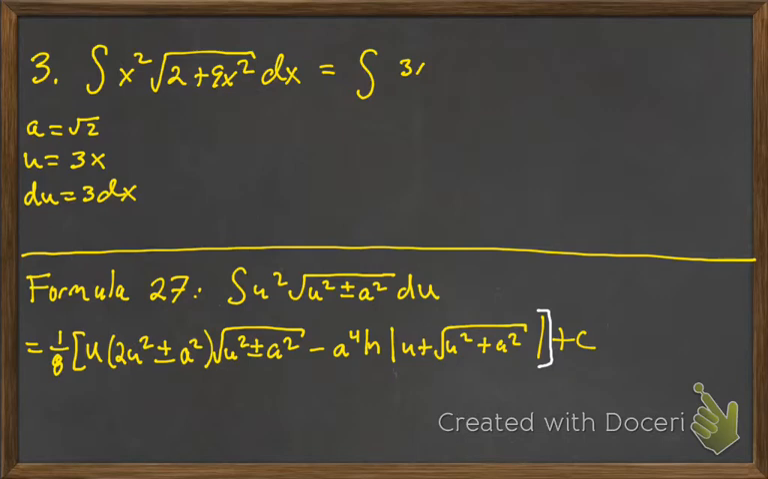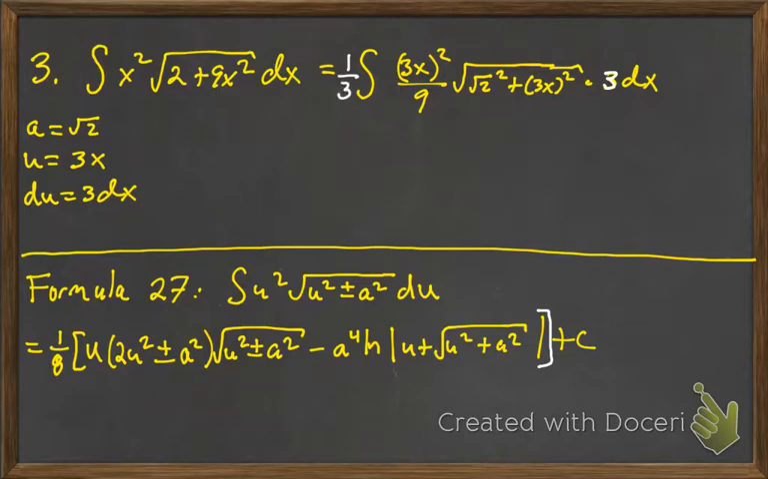So I'm going to go ahead and put in a 3x squared. We'll figure out about offsetting that in a minute. So I need to divide that by 9, and that'll turn that back into an x squared. And then we have the square root of 2 quantity squared plus 3x quantity squared, and then times 3 dx, excuse me. And so there's the 3 there, and then I need to divide by 3. So we've offset everything there. So now we have an exact match there.